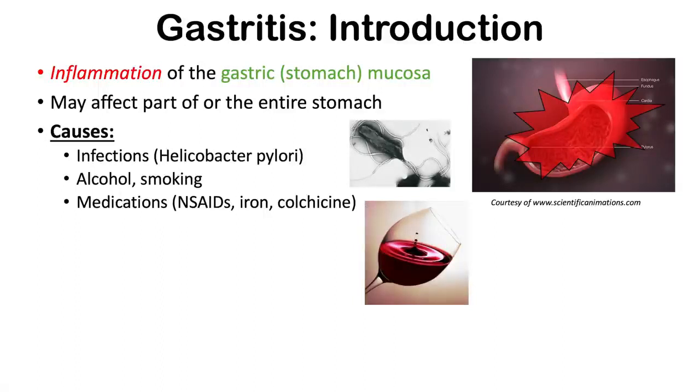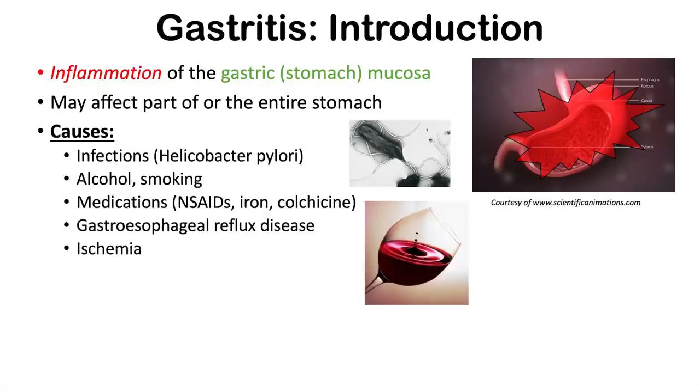Certain medications like non-steroidal anti-inflammatories or NSAIDs like ibuprofen. If ibuprofen is used for a long period of time, this can lead to stomach inflammation. We can also see it with iron supplements and colchicine, which is a gout medication. Persistent chronic gastroesophageal reflux disease can lead to erosive gastritis. So this is another important cause of gastritis.